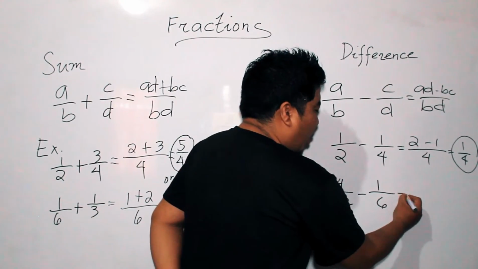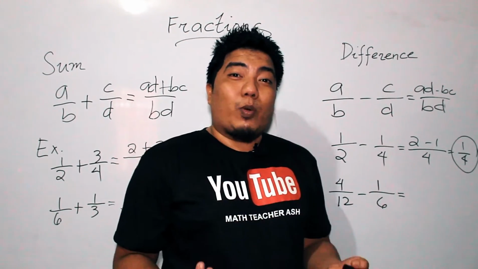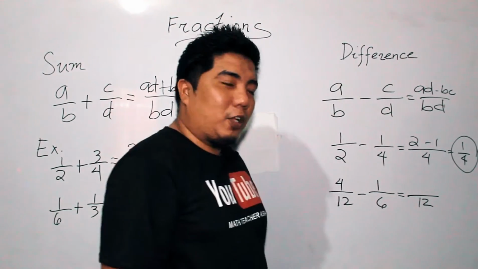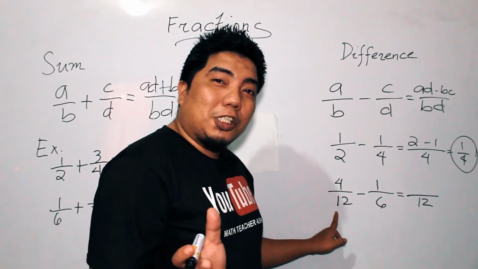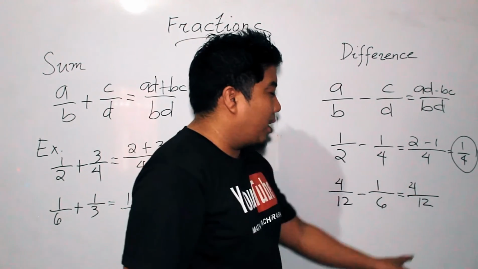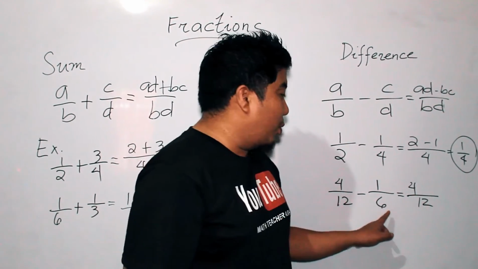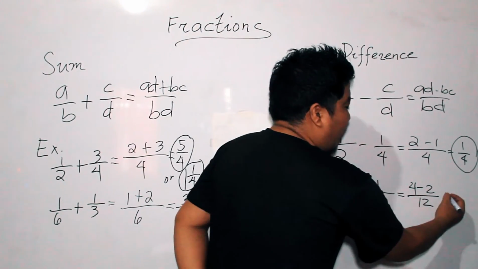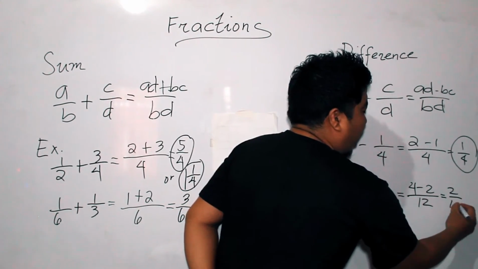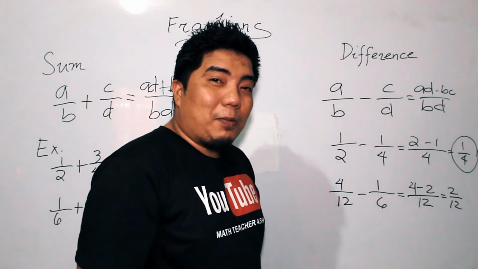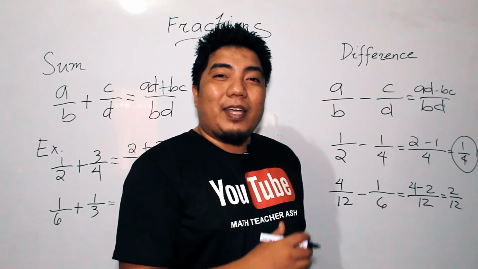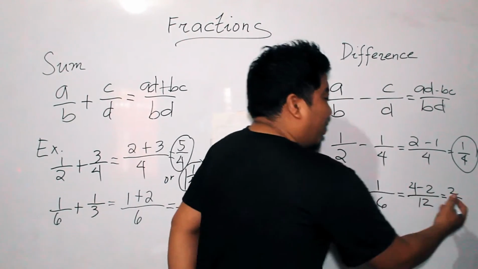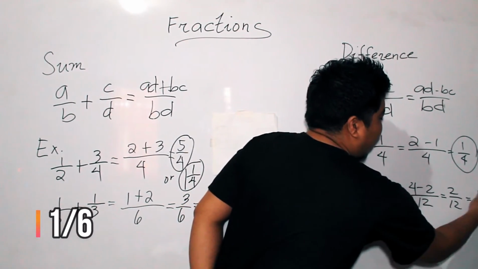Now, going to the last, we have 12 and 6. You count by 12 and you count by 6. And the common denominator will be 12. So, your 12 here did not change. So, you just copy that 1. 12 divided by 6, that is 2. 2 times 1, that is 2. So, therefore, 4 minus 2 over 12, this will become 2 over 12. However, 2 over 12 can still be simplified to its lowest term by dividing by the GCF 2. So, 2 divided by 2 is 1, and 12 divided by 2 is 6. Therefore, your final answer is 1 over 6.